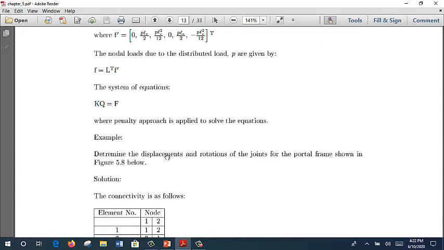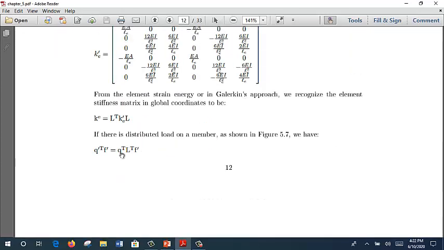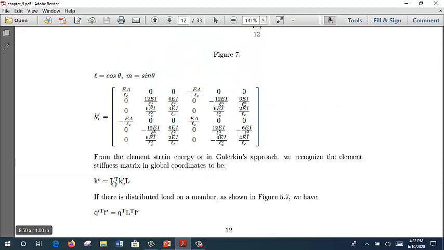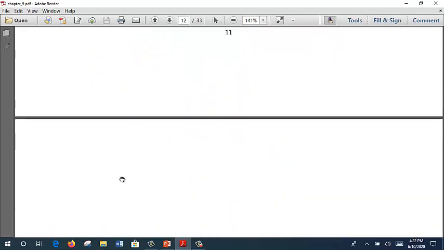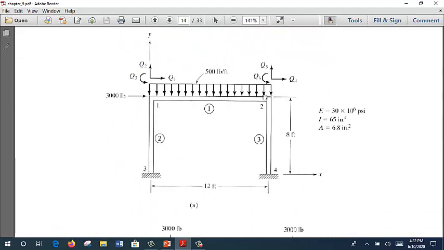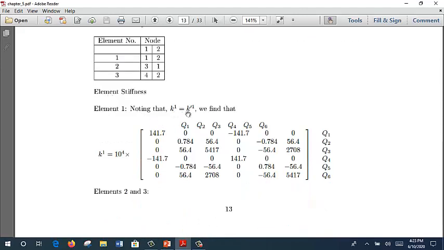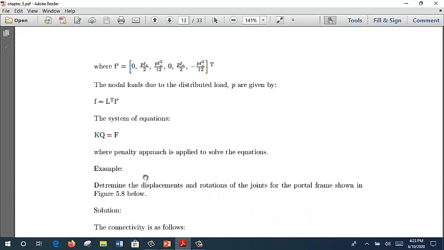Because they have no acting L here, because L is equal to 1. K1 is just for the straight one, so they have no L. L is equal to 1, so we can consider that K1 is equal to K prime 1. So while calculating for the local, we can get directly the global one.